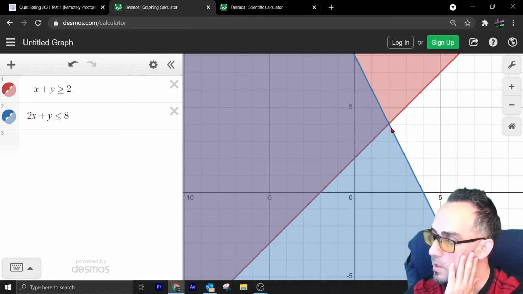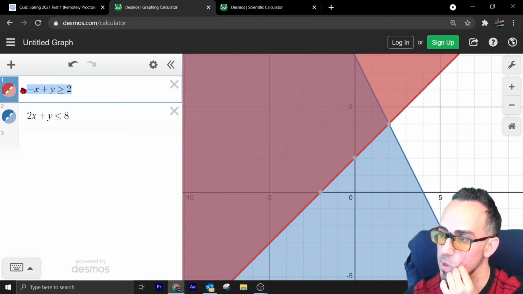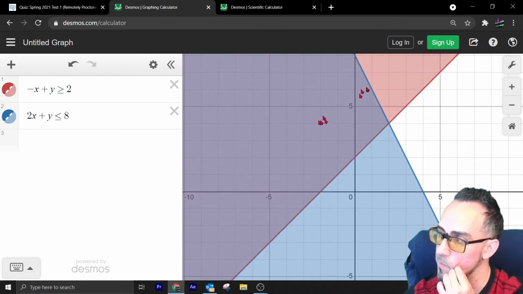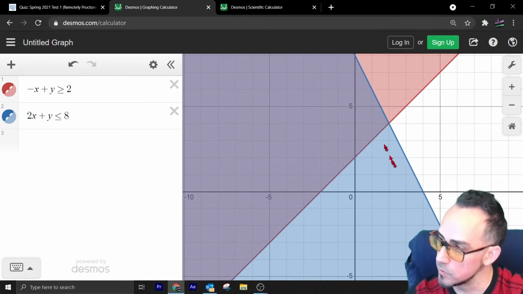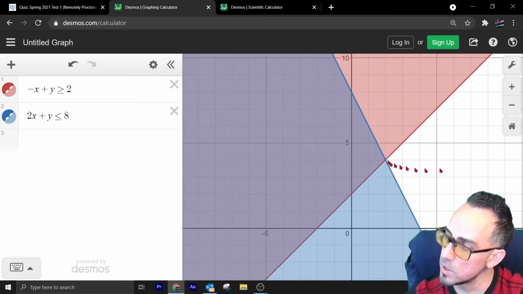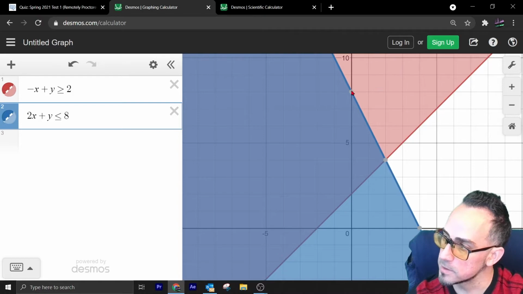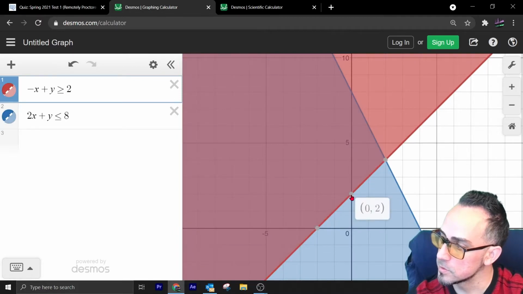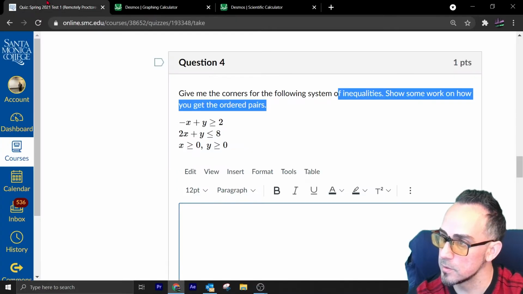So look, here is a picture of these inequalities. Here's the top inequality. It's greater than, so it goes up. It's red, it's shaded up. Here's the bottom equation. It is shaded down because it's blue. So where is all the shading going? Here. See this? So that's a point. What's that point? 0, 8, 2, 4, and 0, 2. So let me write those corners down.